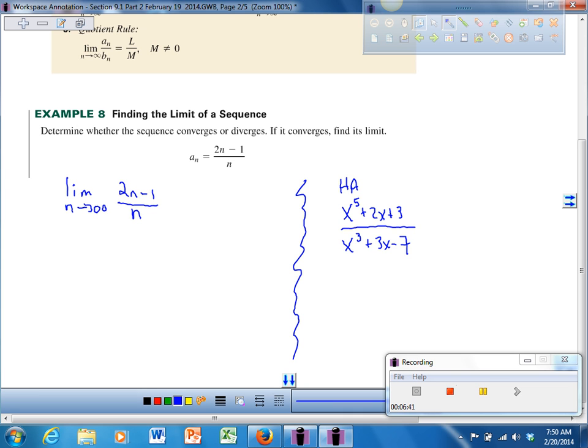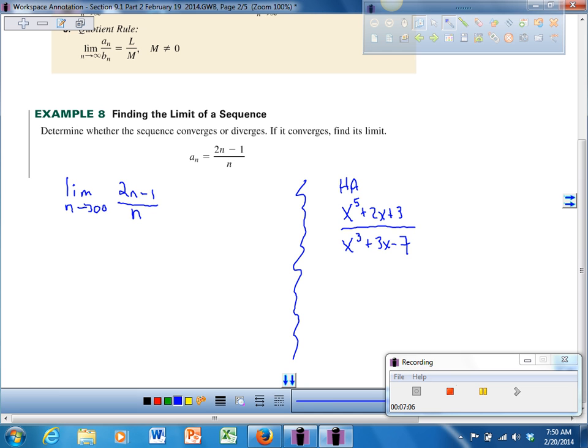Say it again. You do look at the highest power on both the top and the bottom, because the horizontal asymptote happens when x becomes very, very large. So if x is getting huge, the only powers that are going to make any difference whatsoever are the highest powers. These other powers become negligible. They're so much smaller, like 1 million cubed versus 1 million. Okay, so really we only have to look at the highest power.